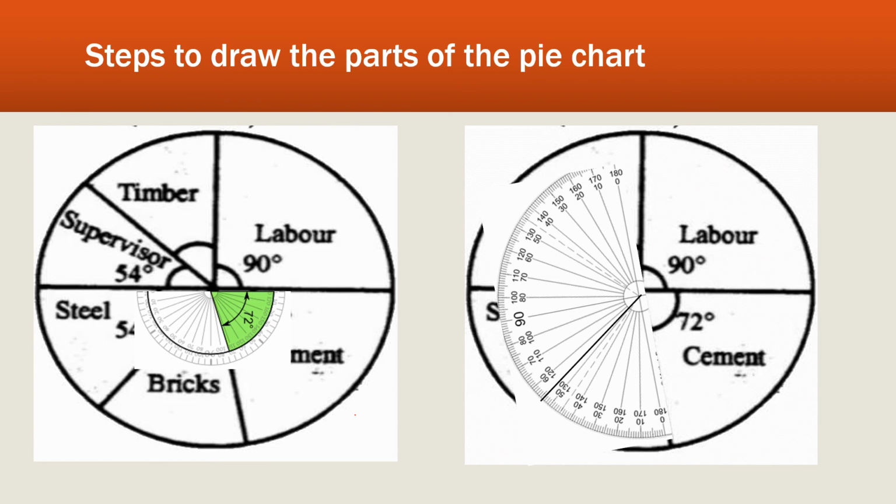Subsequently, you will have to place your protractor again at this level where you have the new radius, and keep on plotting the degree of your angle till you reach the last sector, where you don't need to plot because the last sector is the remainder that is left, which is 90 degrees of labor. I hope you got that. So let's move on to the next part.